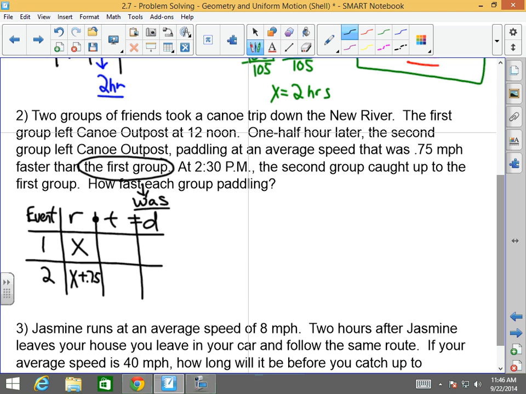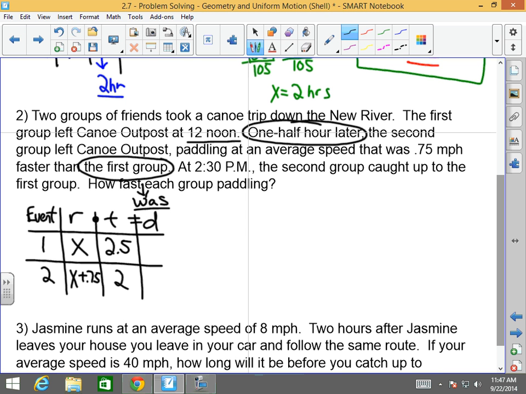The time. Group 1 left at 12 noon. Okay? Group 2 left a half hour later. And they caught up at 2:30. So group 1 was traveling for 2.5 hours. Group 2, since they left a half hour later, only traveled for 2 hours.